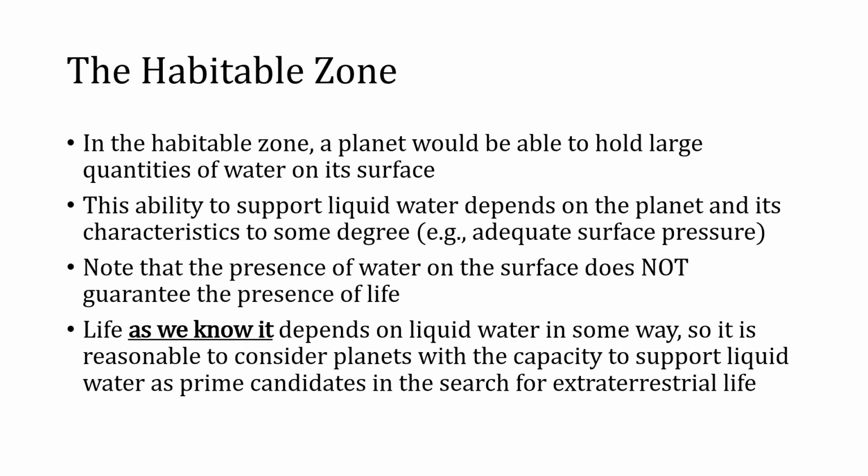Now, that ability of planets to support liquid water does depend in part on the star, and how hot the star is and how far away the star is, but it also does depend on the planet to some degree with things like the surface pressure and stuff like that. We're not going to worry too much about that. We can basically think of it as how far away you are from the star dictates how likely it is that you have water on your surface, or at least how capable you are as a planet of having water on your surface. And as I mentioned before, the presence of water does not necessarily mean that life is also going to be present, and vice versa.